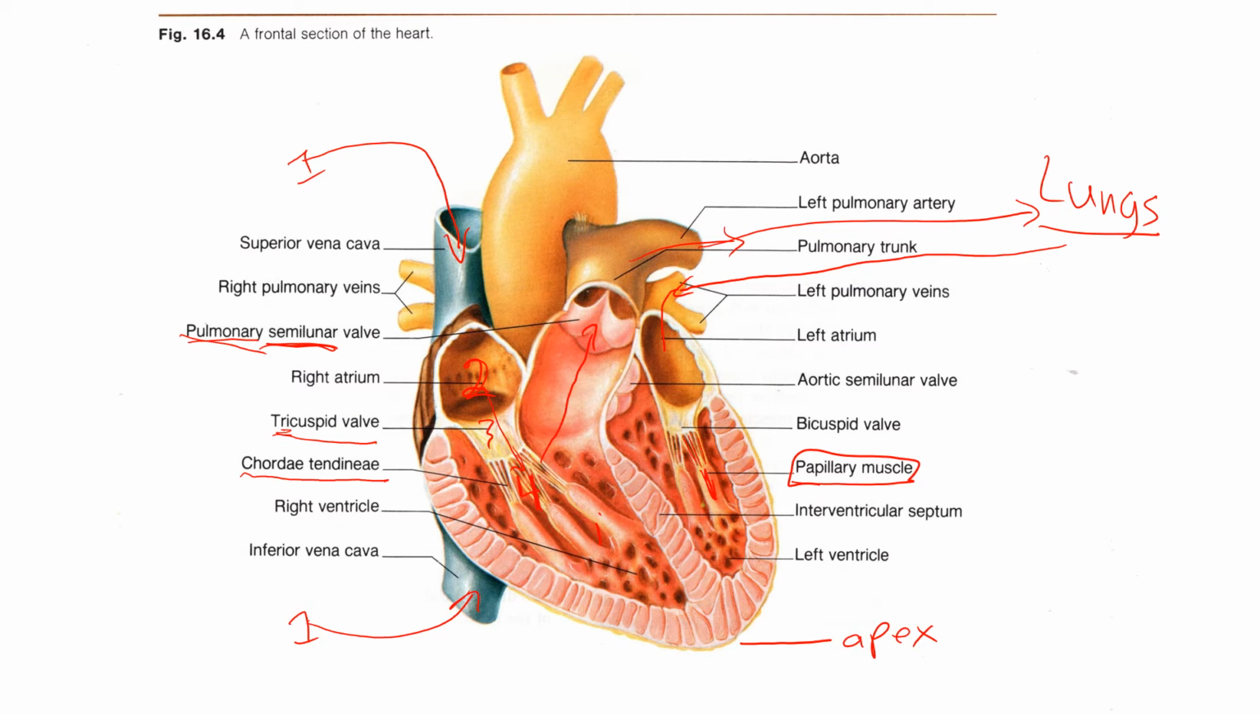Okay, actually we need to go back and number some things. 1, it comes through the vena cavas. 2, into the right atrium. 3, tricuspid valve. 4, the right ventricle. 5, it goes out the pulmonary arteries to the lungs. We'll make that lungs number 6.